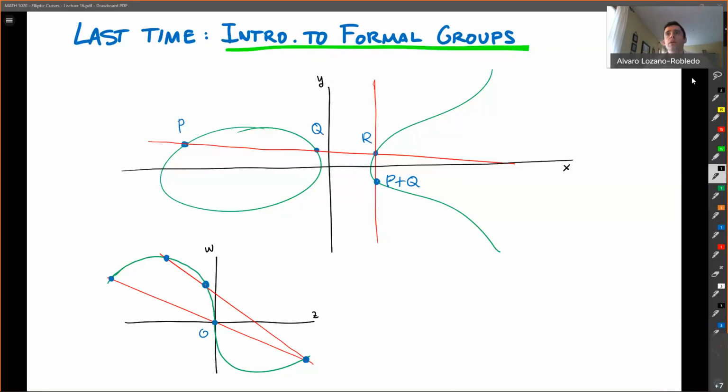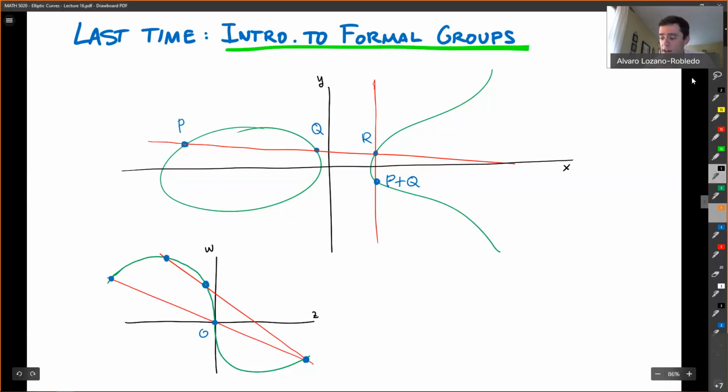I had an interesting discussion with one of the students after class last time, and it's just that the introduction to formal groups, the very first time you see it, it's quite confusing. You have to see this a few times to really understand what's happening.